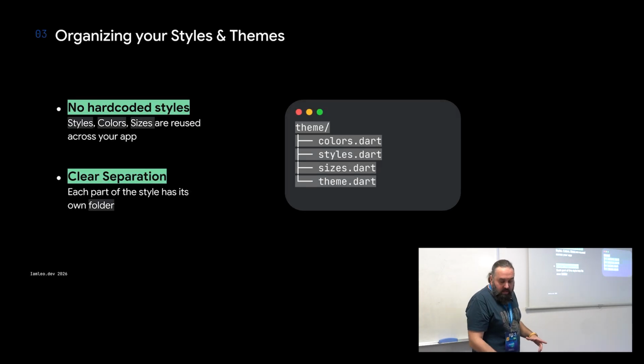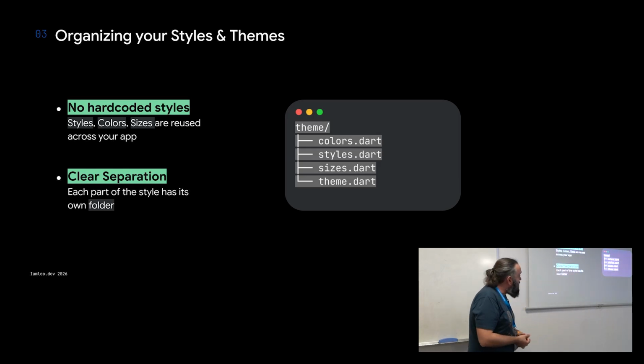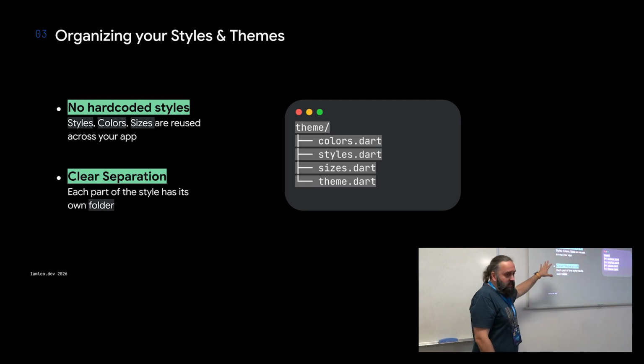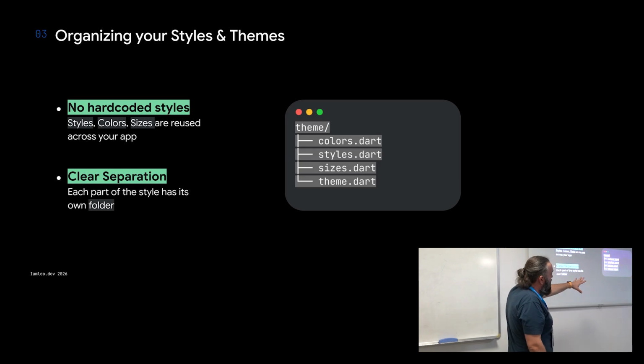So what we introduced was a similar folder system, just like the logic one. There's a theme folder that holds separated files for colors, styles, sizes, and theme. So with this system, you don't have any hard-coded styles inside your code. Everything exists in these files, and you can make changes really quickly.